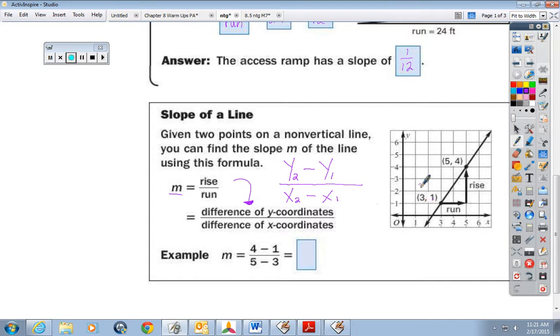And is the second number x or y? Y. Now, since this is the first coordinate I came to, this is going to be the first x, and this is going to be the first y. Now I have a second coordinate. Is the 5 the x or the y? The x.